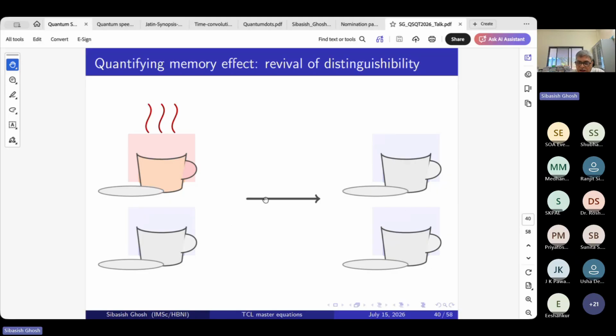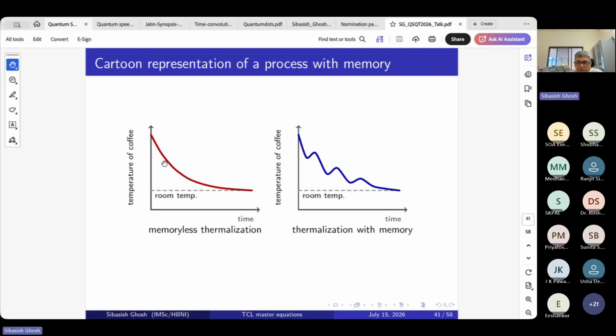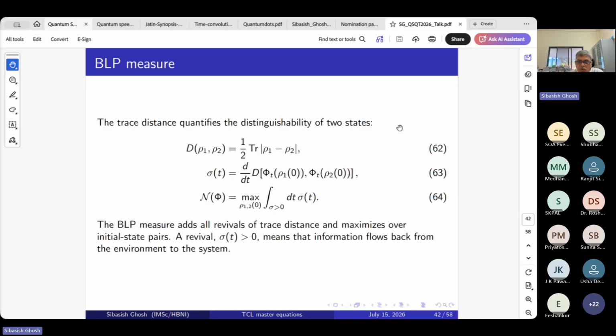So basically under these dynamics, your distinguishability generally is lost, and this is again a cartoon picture. If you take a coffee and allow it to thermalize, the temperature of the coffee will slowly go down and reach room temperature. This is a kind of memoryless or Markovian dynamics. On the other hand, a non-Markovian dynamics will also decay and go to room temperature, but with some oscillatory behavior. This is a thermalization with memory. So how do we understand these non-Markovian features?